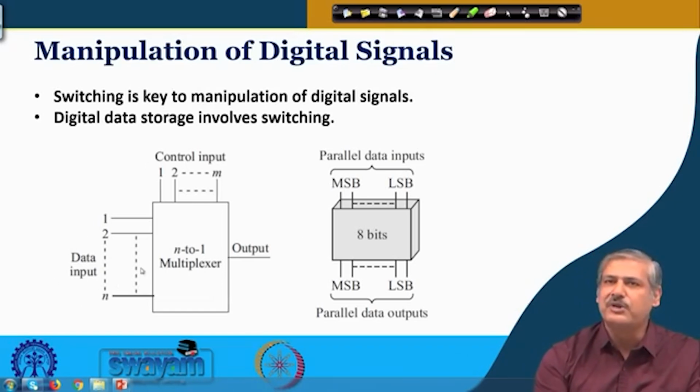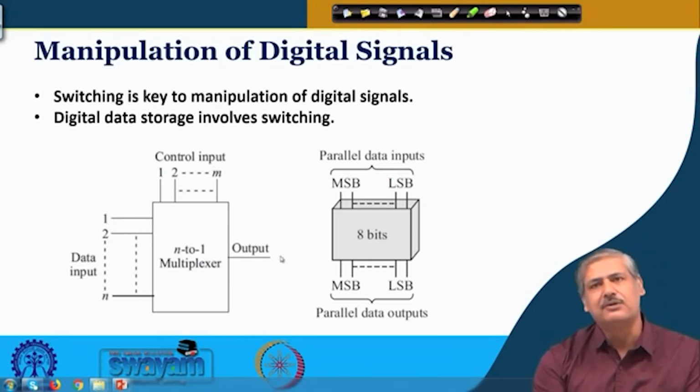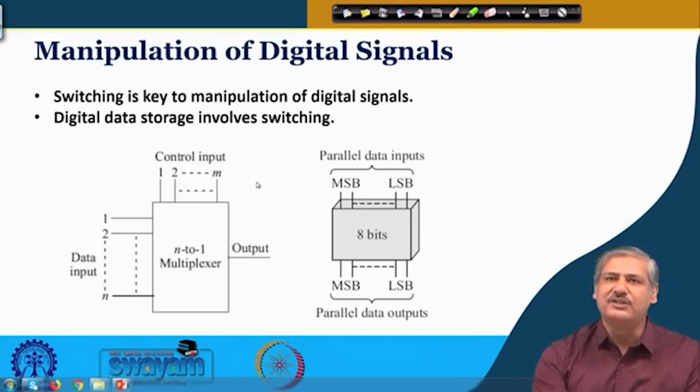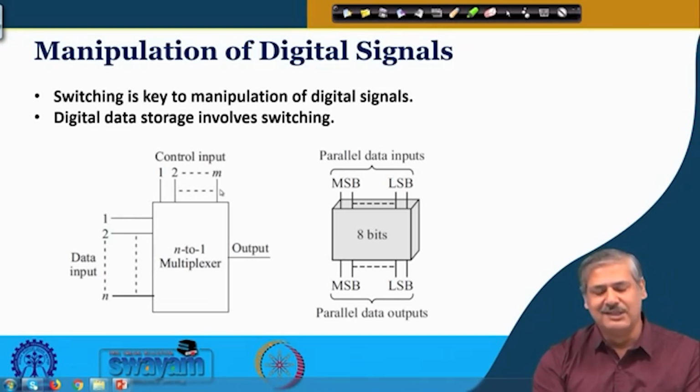So, this was data which was going to the output. This control input will be deciding, based on a certain combination, who is going from here to the output. Okay. So, if 1 and 2 and 3 and 4 up to m are all 0, say 1 goes to the output. If 1 and 2 and 3 and all of them are 0 up to m minus 1 and m is 1, then 2 goes to the output.